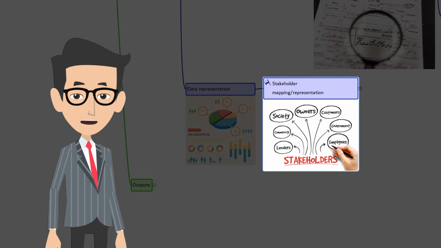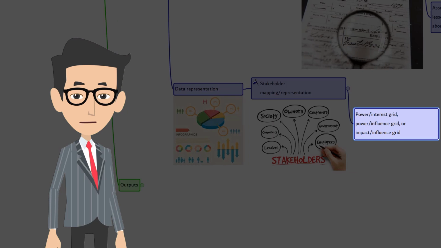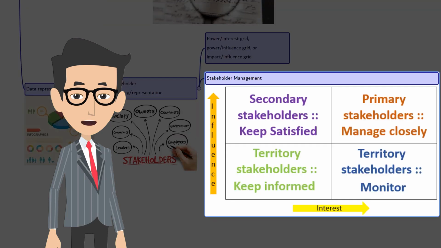In stakeholder mapping or representation, we are talking about categorizing the stakeholders based on various criteria. Let's look at some of them. Power and interest grid, power and influence grid, or impact and influence grid. I hope you remember this diagram.